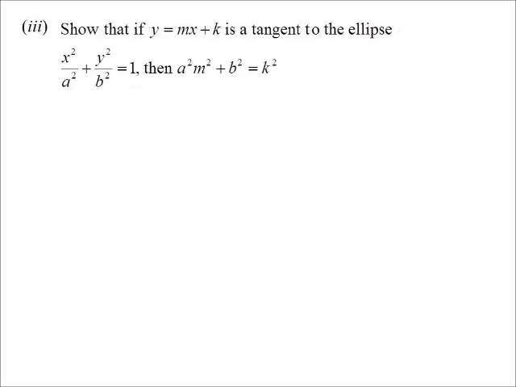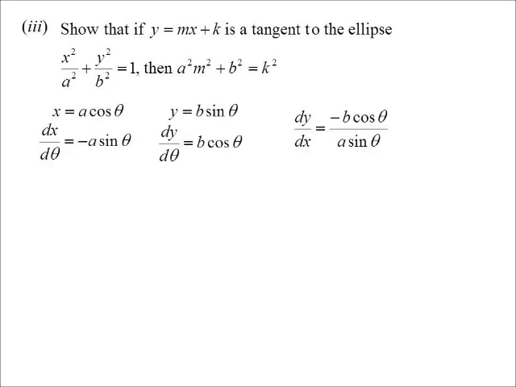Let's look at something a little bit more interesting. Show that if y equals mx plus k is a tangent to the ellipse, and it's our standard ellipse, then this relationship, a squared m squared plus b squared equals k squared. Okay. There's lots of different ways of doing this. So how do I do it this time? I said, well, I'm going to play with the parametrics.